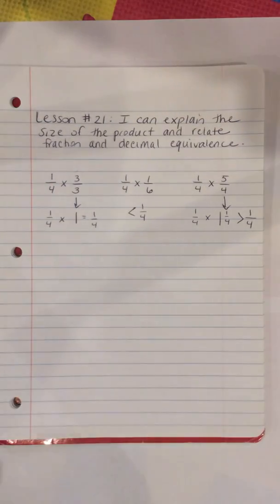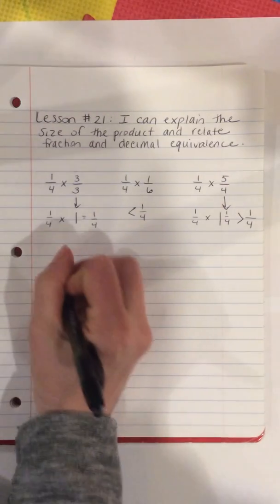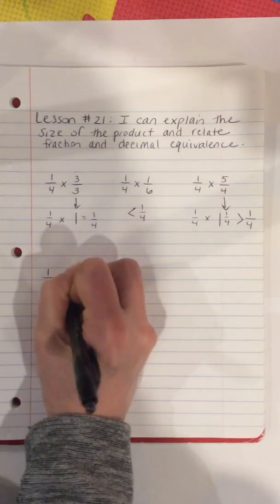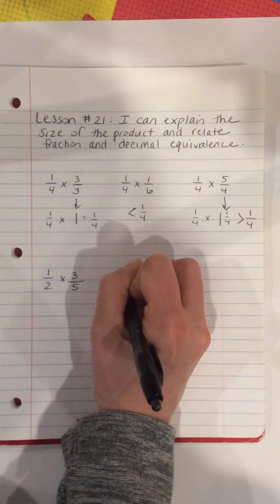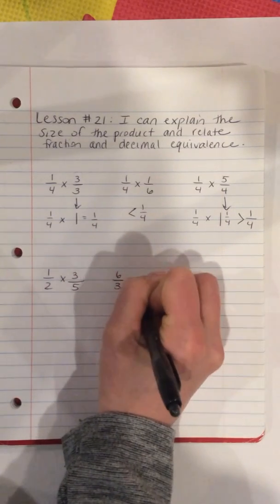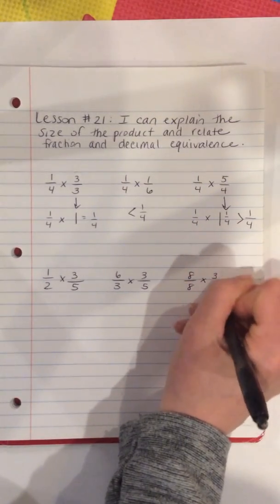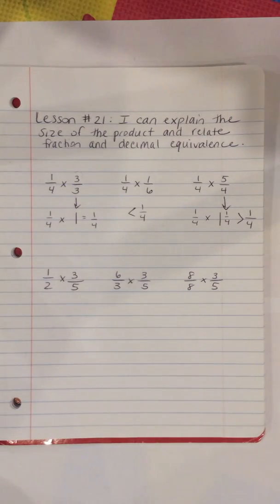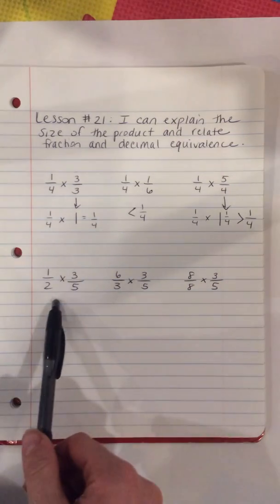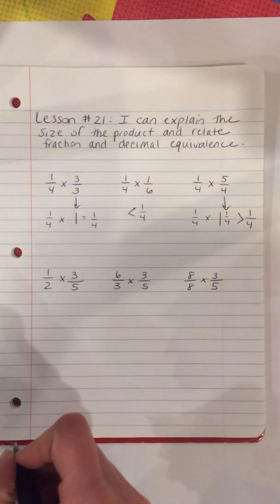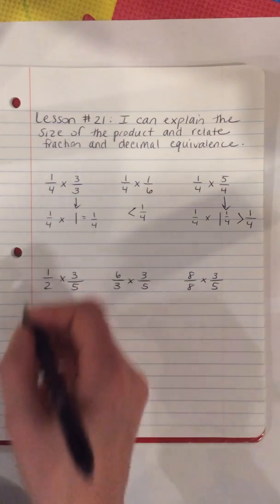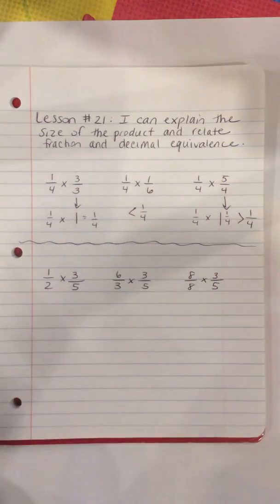Let's look at another example like that. Copy these 3 expressions down. 1/2 times 3/5, 6/3 times 3/5, and 8/8 times 3/5. So 3 different expressions, all multiplying something times 3/5. Using the same logic as above, pause the video, ask yourself which would be the least product, which would be the greatest product, and which would be the product in between.